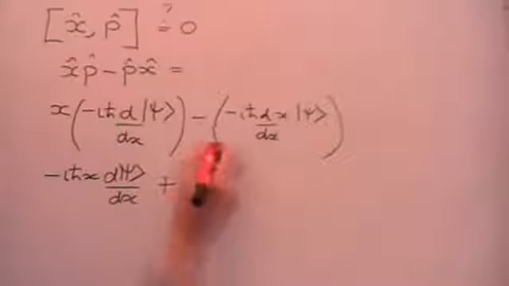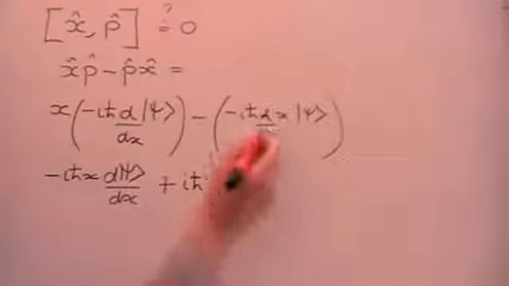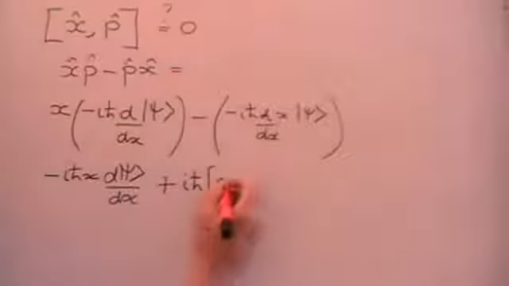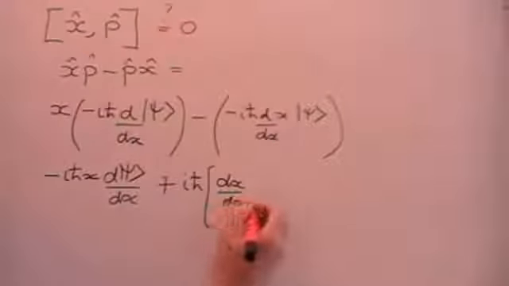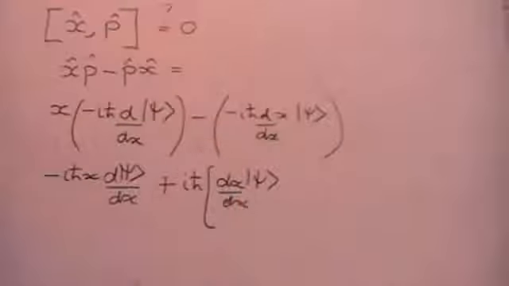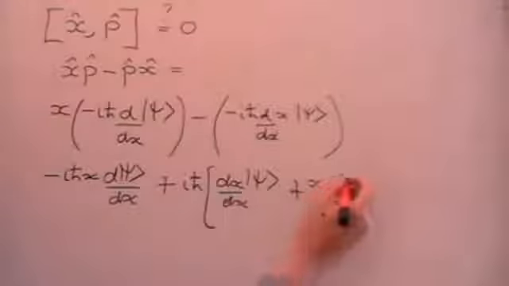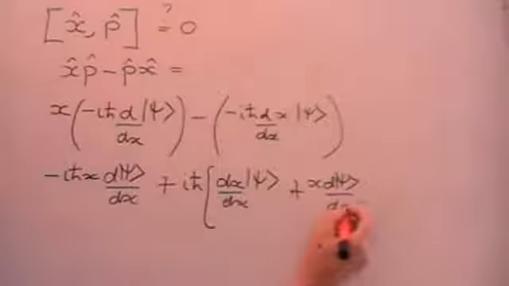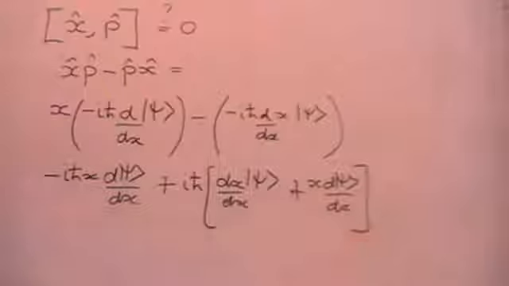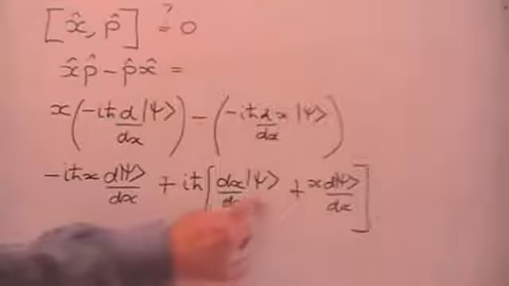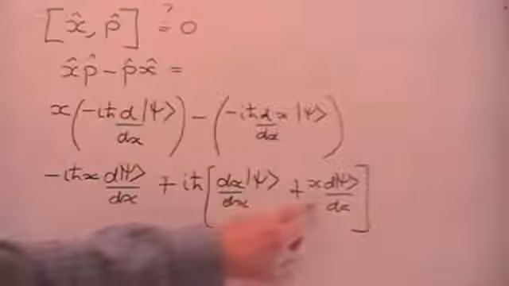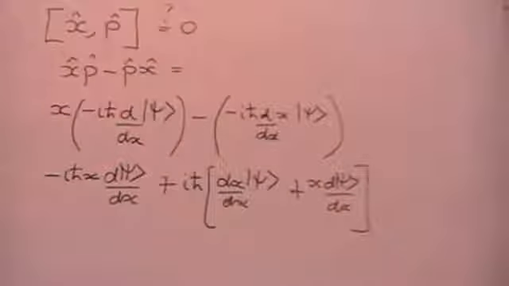And now, in fact, I can put the iħ outside. So I've got plus iħ, and now I've got the differential of a product. So that's going to be dx/dx times ψ plus x dψ/dx. When you do the differentiation of a product, you differentiate one term with the other standing by, and then you do that term and you differentiate the second.